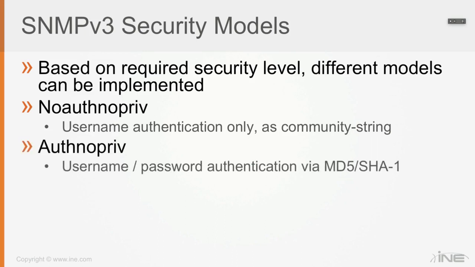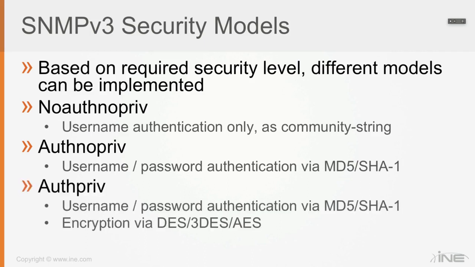Next one is going to be auth, from authentication, and noPriv, from no privacy. This means no encryption of traffic back and forth, but authentication is done securely, which means via username and password with MD5 or SHA-1, depending of course on what the manager supports and also what the agent supports.